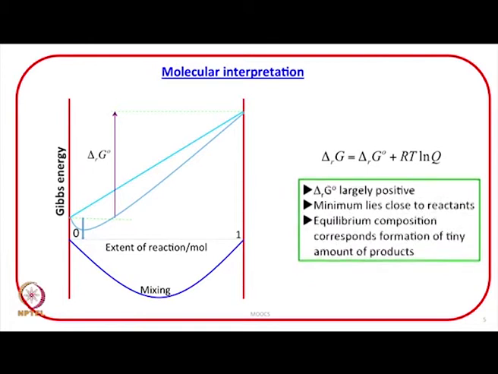And this is what is commented, that if delta Rg0 is largely positive, you see here largely positive, the minimum lies close to the reactants, and the equilibrium composition corresponds to formation of a very small amount of product, tiny products, because this minimum is lying very close to the reactants itself. That means the product formed is very, very small.